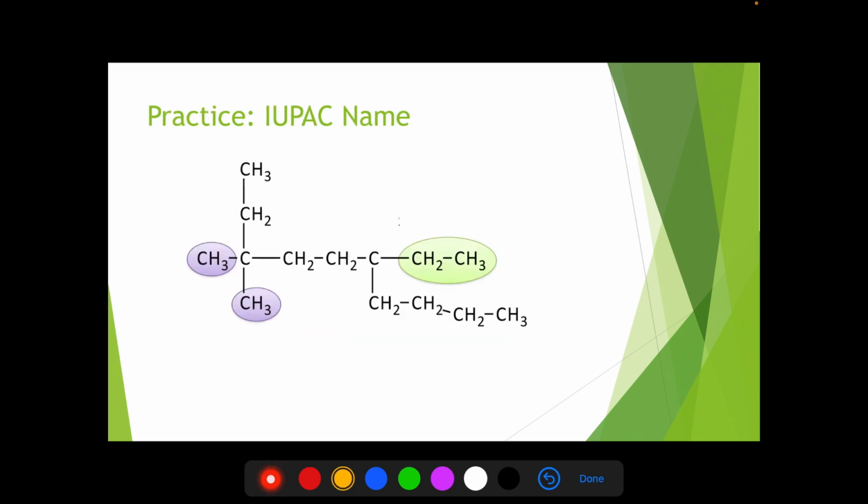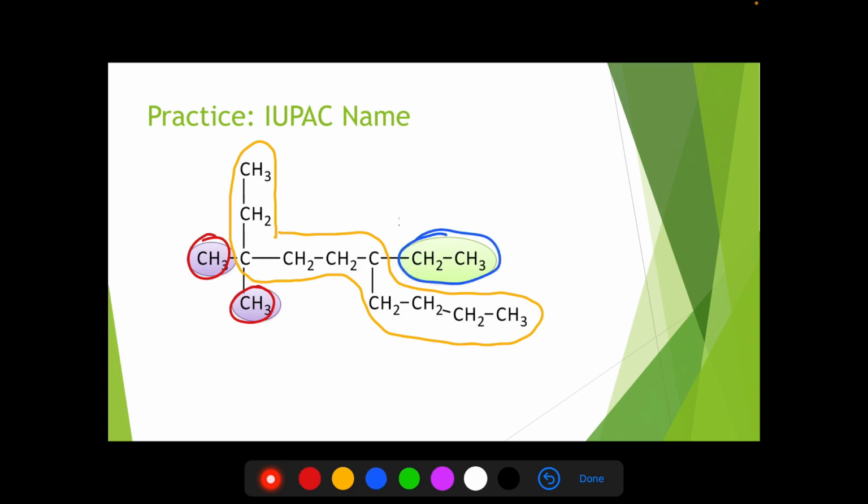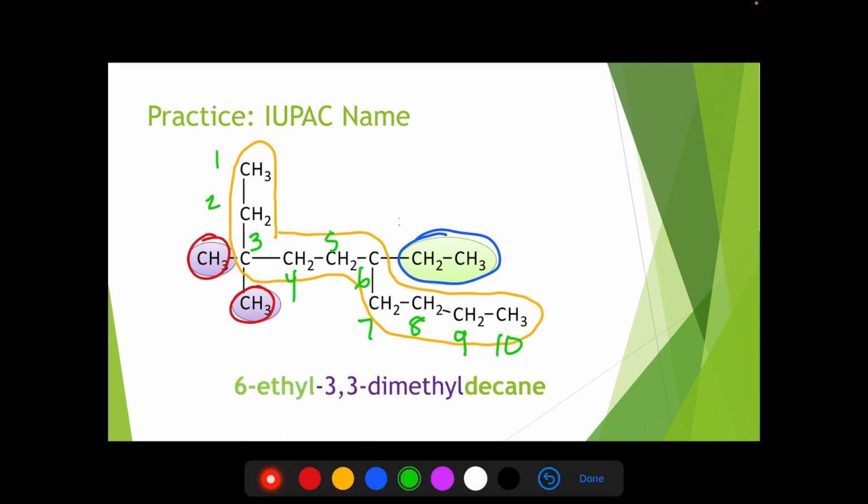Here's another example. They're already kind of circled for you so you can see. Here's my parent chain. I've got a couple of methyls. I've got an ethyl. The direction that I'm going to number this is 1, 2, 3, 4, 5, 6, 7, 8, 9, 10. So I'm working on a decane here because there are 10 carbons. So I'm going to end up with a 6-ethyl and a 3,3-dimethyl, and again, this is a decane.